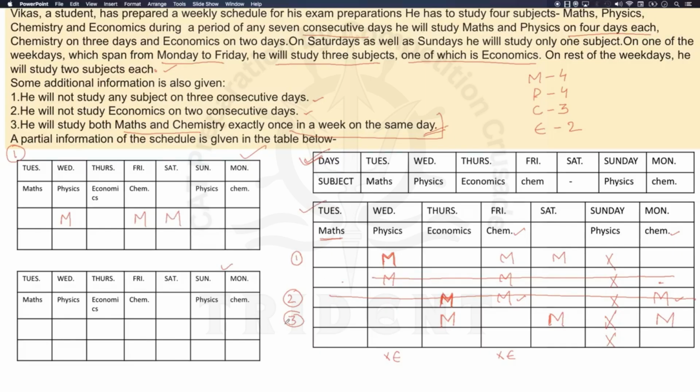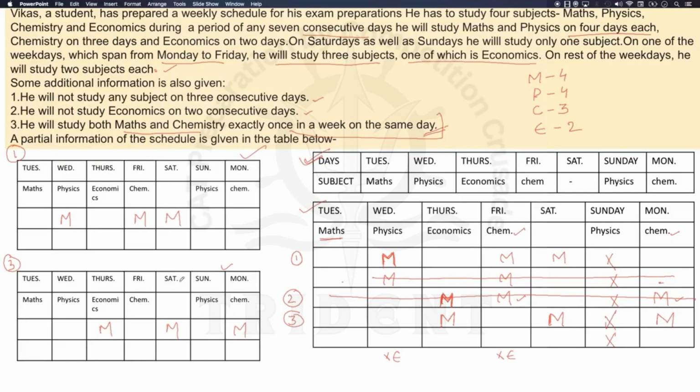According to another combination which is feasible, maths is on Thursday. This is for another possibility, or the third possibility which is feasible, that maths is on Thursday, then maths is on Saturday, then maths is on Monday, okay.